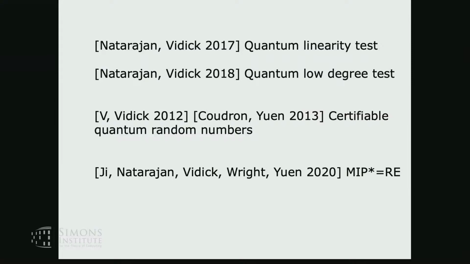And then in parallel with this, there were other things you could do quantumly. Again, sitting outside as somebody classical, if you had an untrusted quantum device, you could use it to generate truly random numbers, statistically random numbers, in a way that you could actually check classically. And so these were the kinds of ideas that played a role in the MIP star equal to RE result.